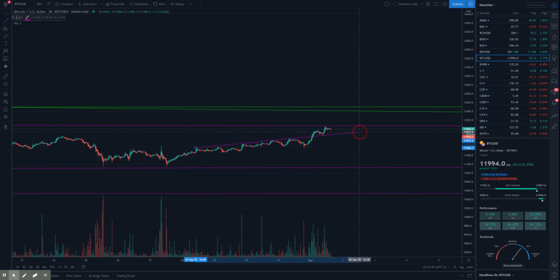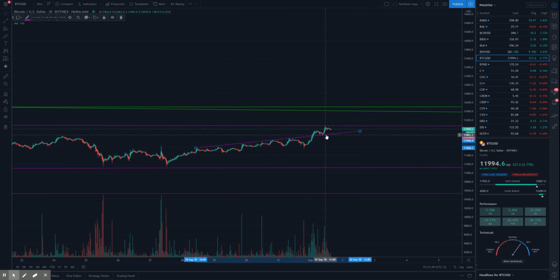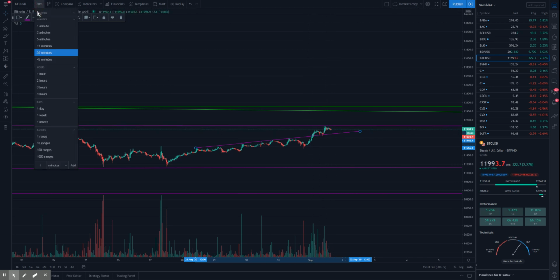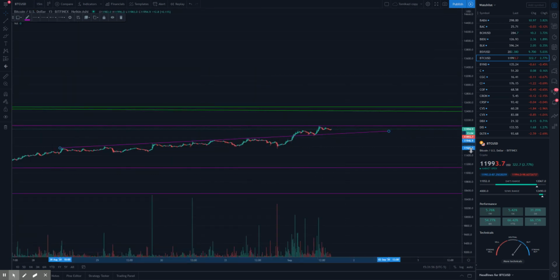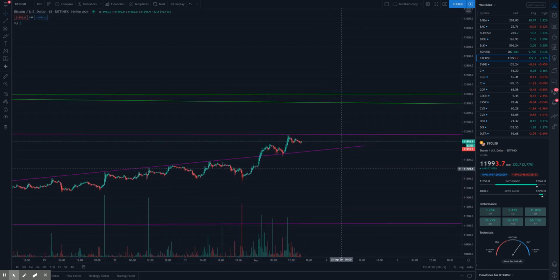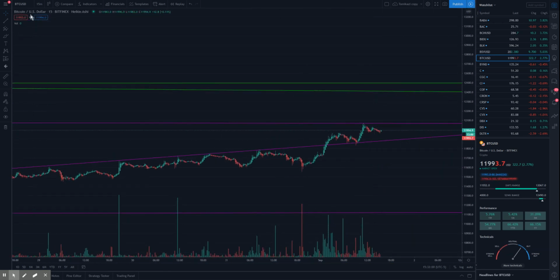So you got right here, you could see that we had resistance turn support, and it looks like you could potentially see some more patterns here. So let's zoom in even more.